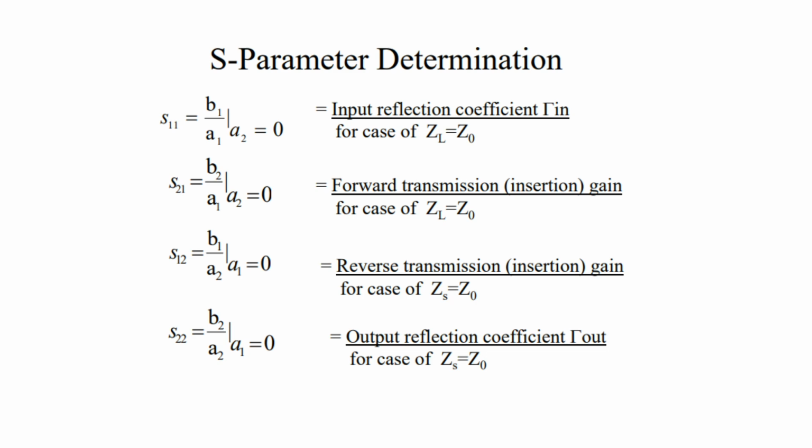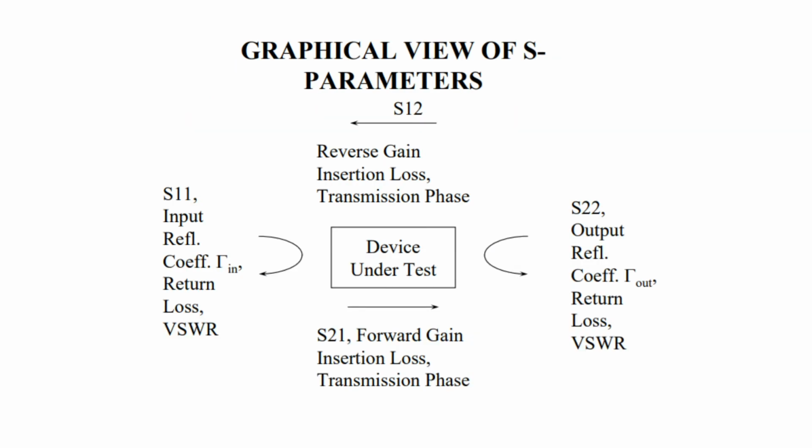And S parameter determination. S11, S21, S12 and S22 are the S parameters, which are calculated in this manner. S11 is the input reflection coefficient, for the case of ZL equal to Z0, and S21 is the forward transmission insertion gain, for the case of ZL equal to Z0, and S12 value is the reverse transmission insertion gain, for the case of ZS equal to Z0, and S22 value is the output reflection coefficient, for the case of ZS equal to Z0.